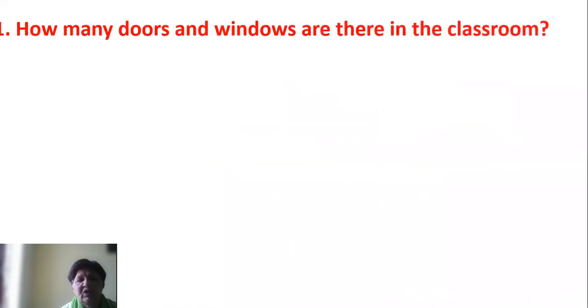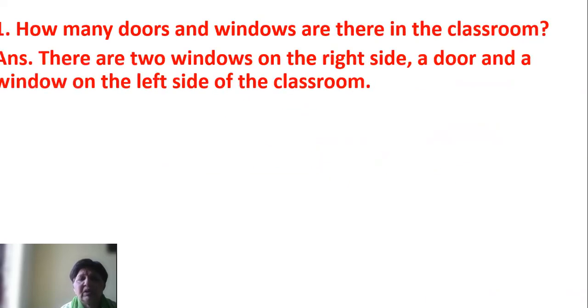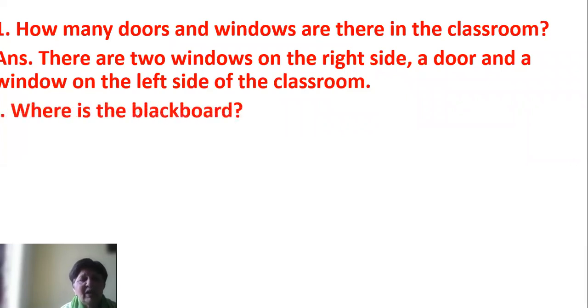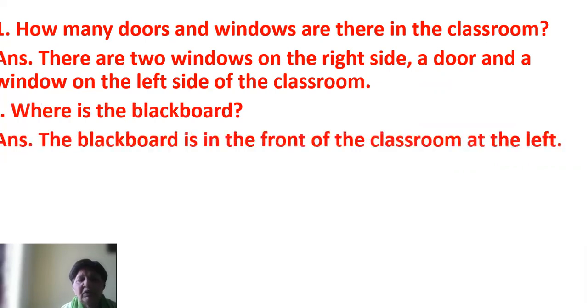First question is, how many doors and windows are there in the classroom? There are 2 windows on the right side, a door and a window on the left side of the classroom. Where is the blackboard? The blackboard is in the front of the classroom at the left. On the left side there is a blackboard. And on the right side what was there? It was a bulletin board.